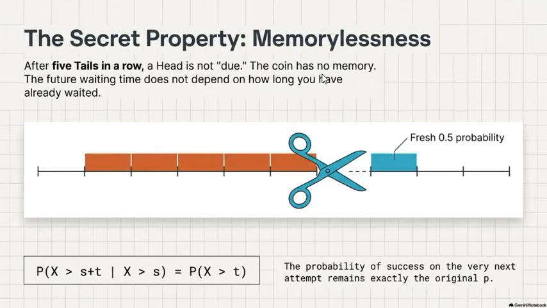So what is the secret? It is memoryless. It doesn't care what results we got in the previous trials. You can see the mathematical representation: P(X greater than s plus t given X greater than s) equals P(X greater than t). The probability of success on the very next attempt remains exactly the original P. That means a memoryless function. So for anything that does not depend on the preceding results, we can use this distribution.